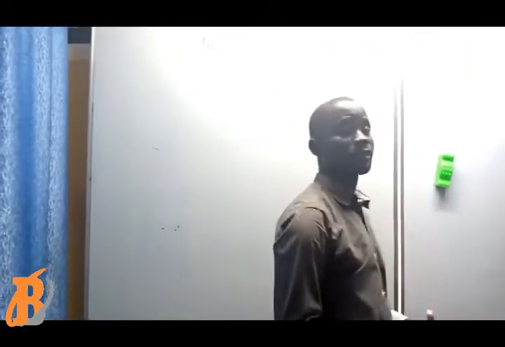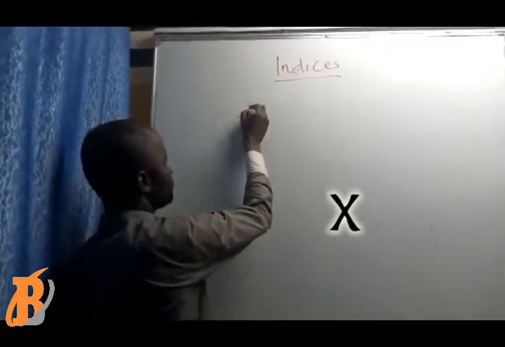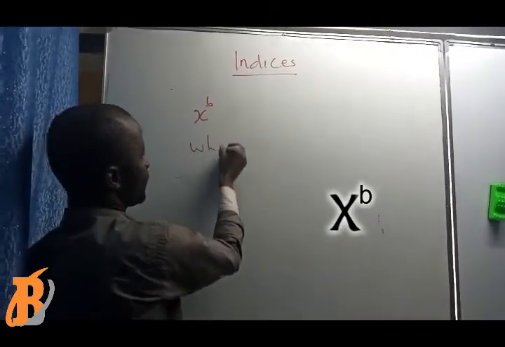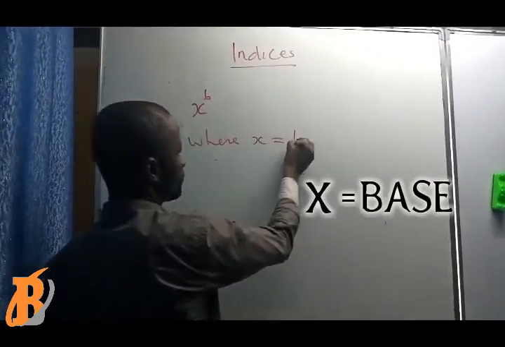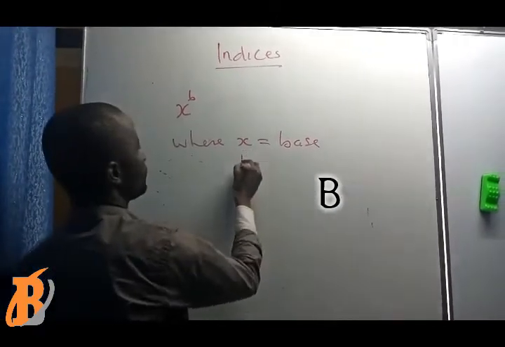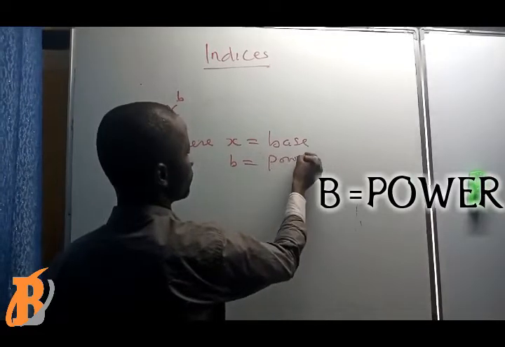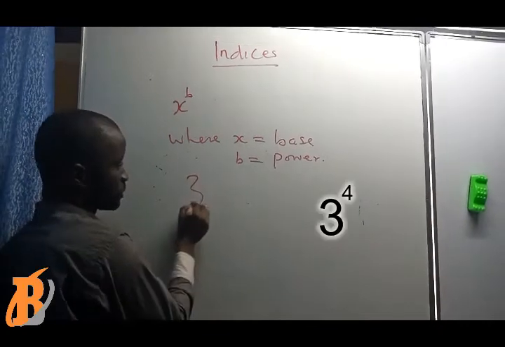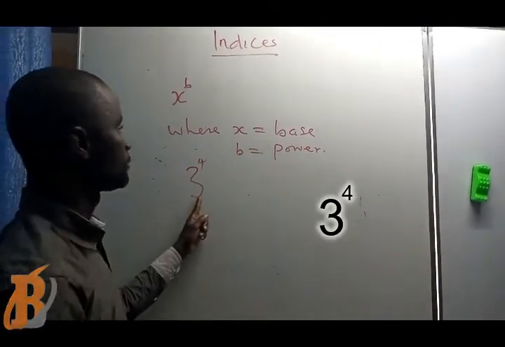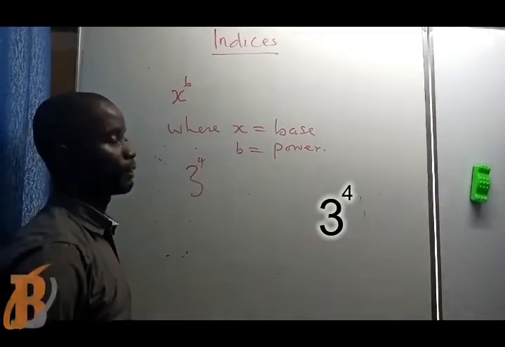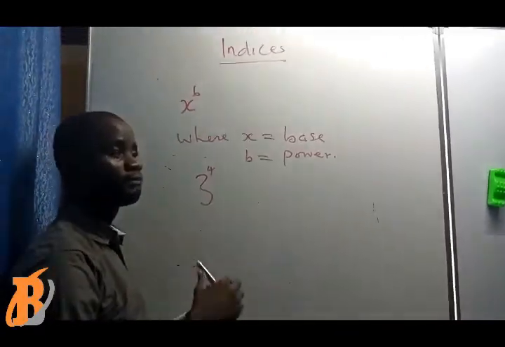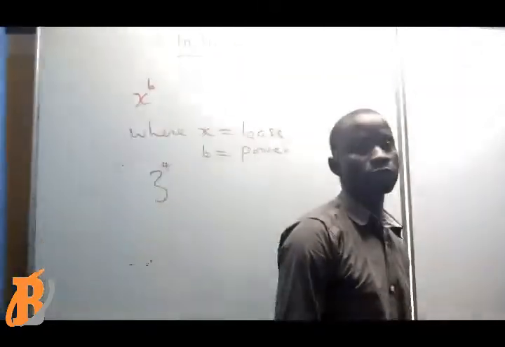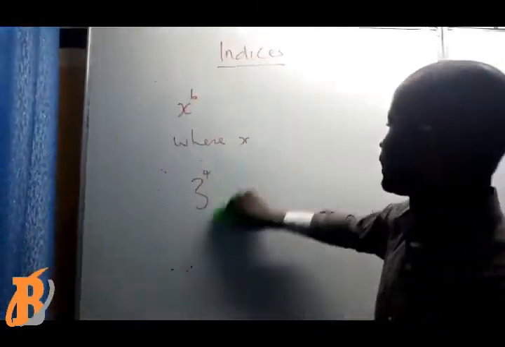When a variable is raised to the power of a certain number, or when you have a number raised to the power of a certain value, for example, x raised to the power of b, x is the base and b is the power. For example, we have 3 raised to power 4. 3 represents the base, while 4 represents what? The power.